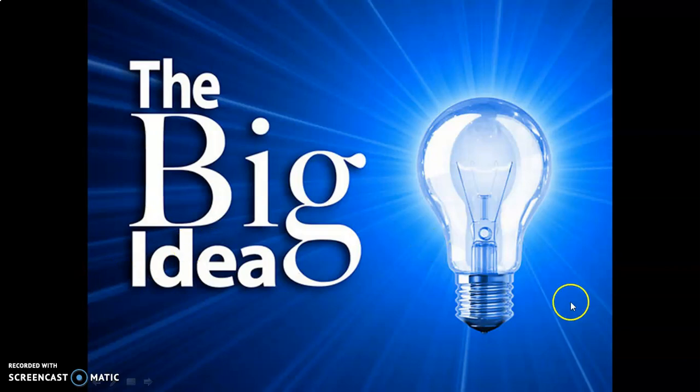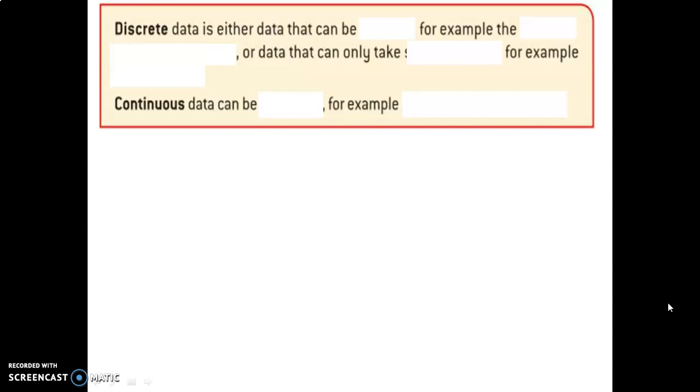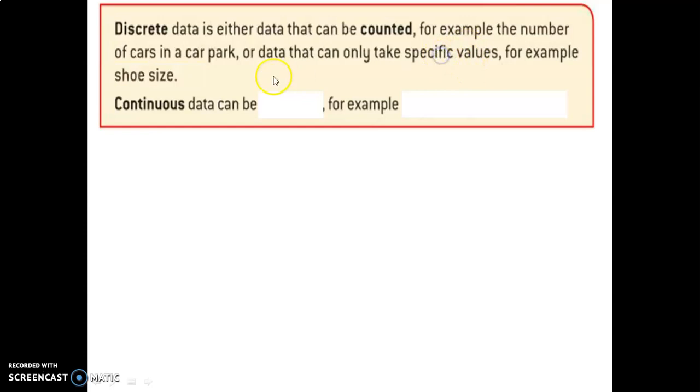Alright, let's begin with a very big idea. This will be a recap of something we looked at in class. First of all, we have discrete data, which is data that is counted, for example the number of cars in a car park. You can count that: one car, two cars, three cars, and so on. Or it is data that only takes on specific values. For example, shoe size. Shoe sizes are given in values such as 7, 7.5, 8, 9, that kind of thing. Or in centimeters in Europe, 30 centimeters, 33, and so on.